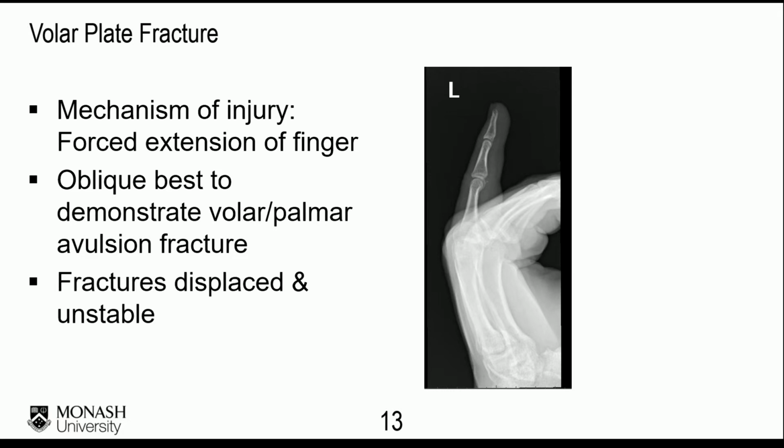So a volar plate fracture is where there's forced extension of a finger. If you don't see it on the other views, it's important to include the oblique because sometimes it's best demonstrated on that view. The avulsion fracture is on the volar or the palmar side. So here you can see just that little avulsion fracture. If the fractures are displaced, they tend to again be unstable.